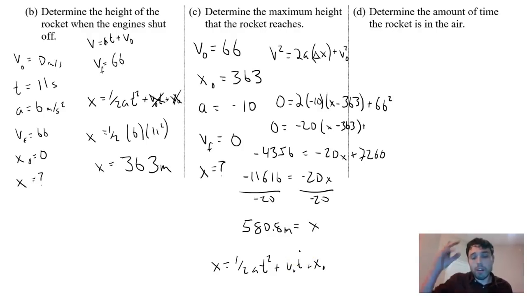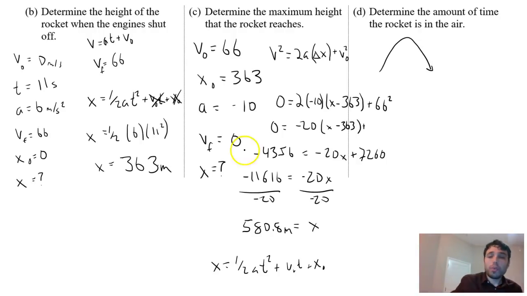Let's do part D and wrap the video up. Determine the amount of time the rocket is in the air. Okay, in the air. So the rocket's going to go up and then come back down and hit the ground. So we've got to find out how long that whole process takes. First, we've got to find out how long the rocket is going up for, and in order to do that, we're going to use our kinematic equation.